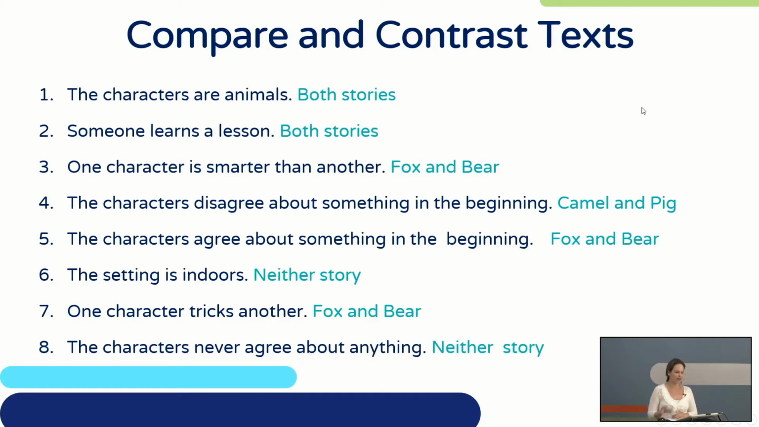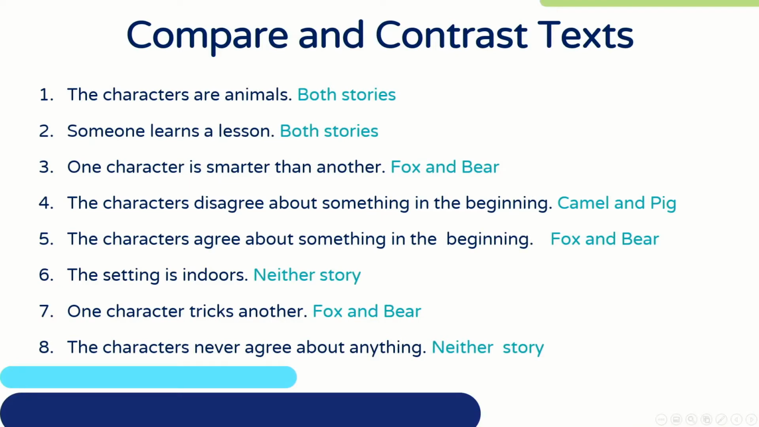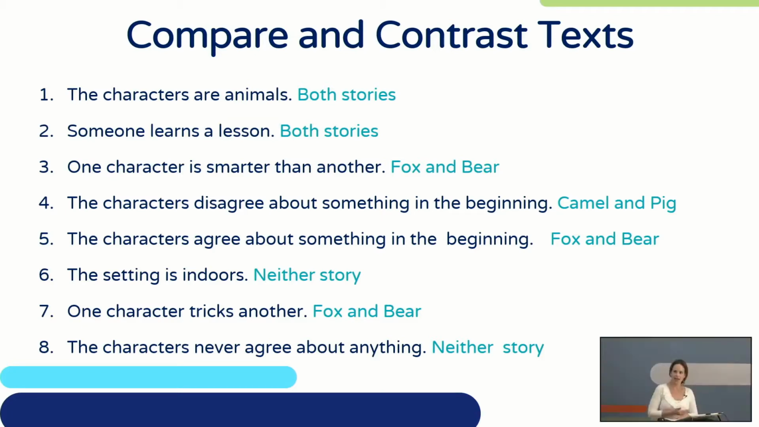Let's do it together. So, number 1, the characters are animals. This is true, and you know this based on the titles of the story, right? Fox and Bear, Camel and Pig. Stories are about animals. Next, someone learns a lesson. In both stories, they learn lessons. Bear learns not to be tricked anymore. He won't share his field again.